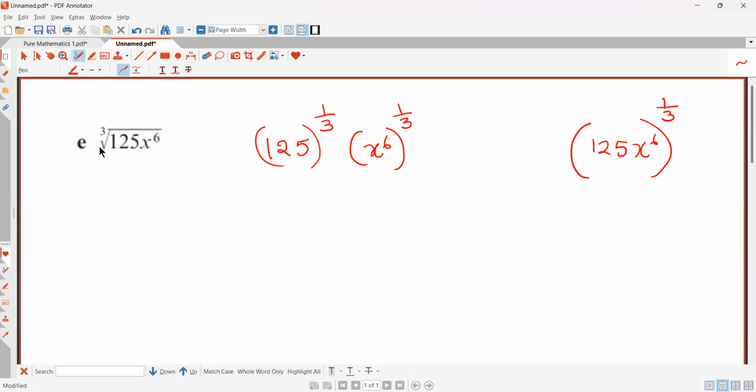Remember, if there is a 3 outside like this, inside the root, it actually means the whole thing is what? 1 by 3. Now, if you open this bracket, you will end up getting something like this. Yes? Okay. So now you can do this in calculator, or you can do it manually.